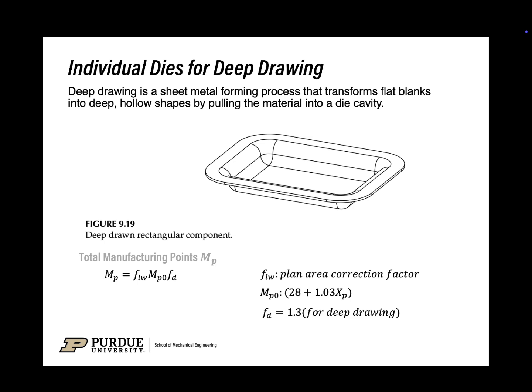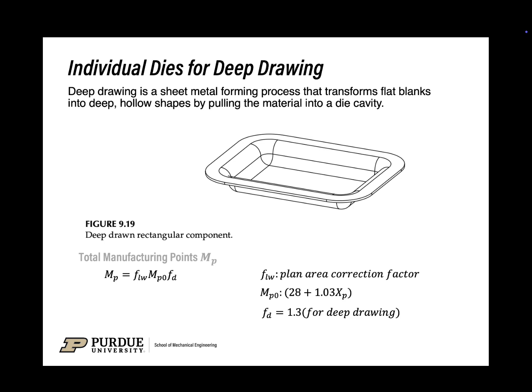As for the cost estimation for deep drawing, we will still calculate the total manufacturing points, MP. We need to know that the MP right here is different from the previous one. It is equal to FLW times MP0 times FD. FLW right here is the plane area correction factor, which we just introduced in the previous slide. MP0 is equal to 28 plus 1.03 XP. And FD is equal to 1.3, just for deep drawing.